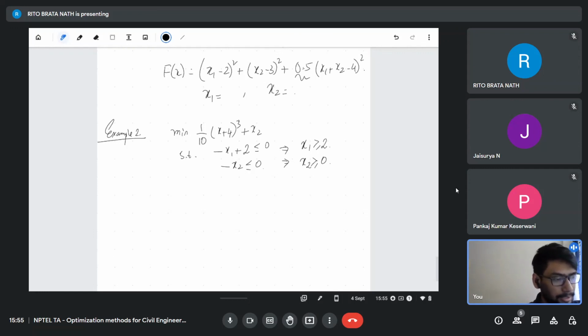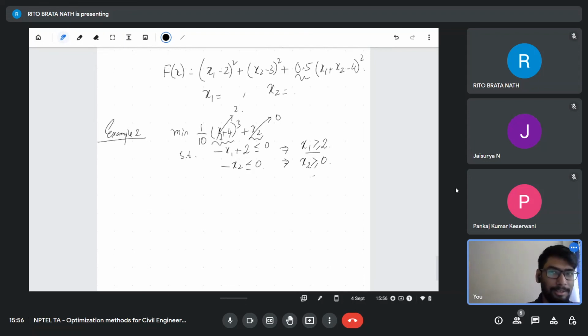So, since this is a minimization problem, you just set everything to its lower bound, because anything greater than this will only increase this part and this part. So you set x2 equals 0, x1 equals 2, and you minimize this function. It's as simple as that. I think something similar is asked in the assignment. You don't even need the penalty function method for that.